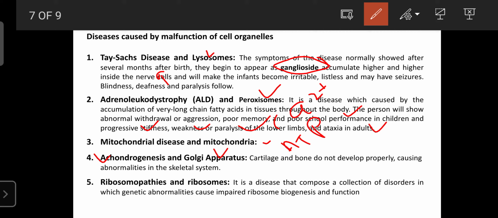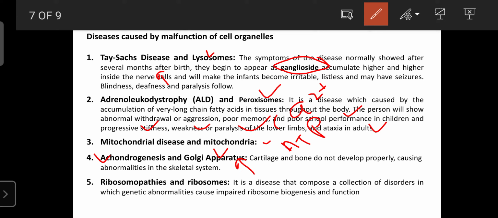malfunctions of the Golgi apparatus, the hormones cannot be normalized. Other abnormalities occur in maintaining the hormone level and protein level. So due to that, the person suffers from abnormalities in the development of the skeletal system. That condition is known as achondrogenesis, which occurs due to malfunctions of the Golgi apparatus.